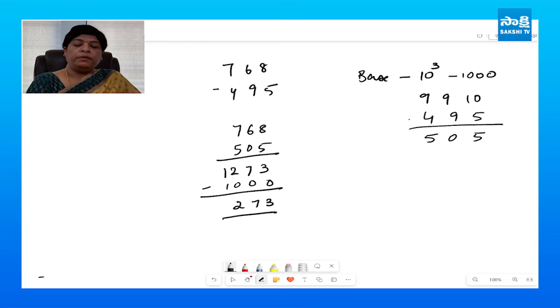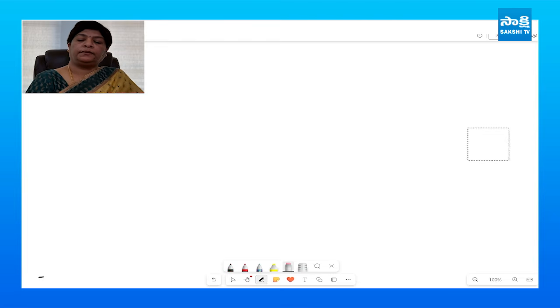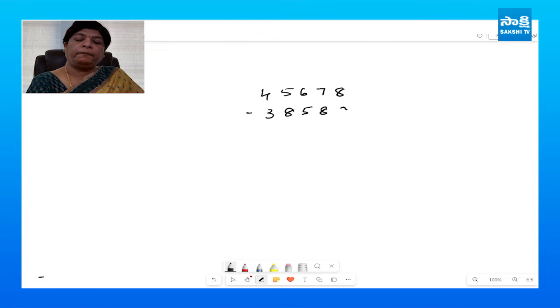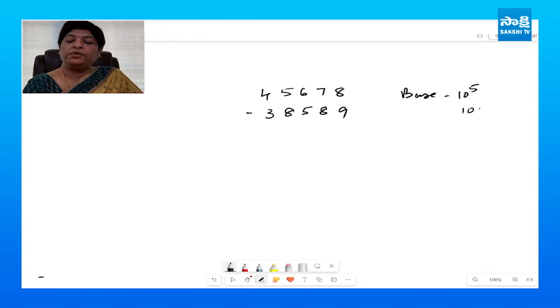Let's see one more example. 45678 minus 38589. So here our negative number is 38589. It consists of 5 digits. So our base would be 10 to the power of 5, or 1 followed by 5 zeros. So this is going to be our base.